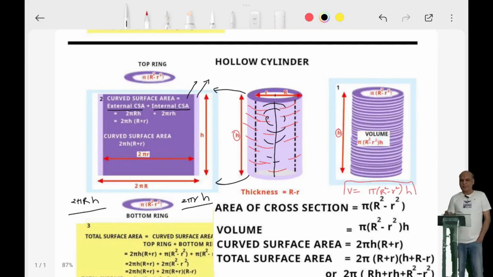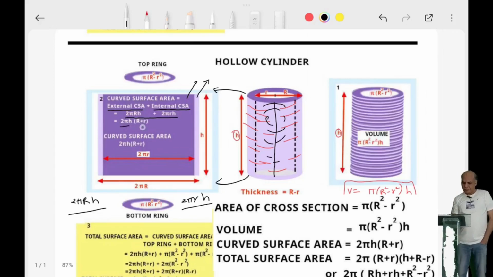So the total curved surface area of a hollow cylinder is adding them. So 2 pi R h plus 2 pi small r h. If I take out 2 pi h common, then capital R plus small r. So the curved surface area formula is 2 pi h into capital R plus small r.